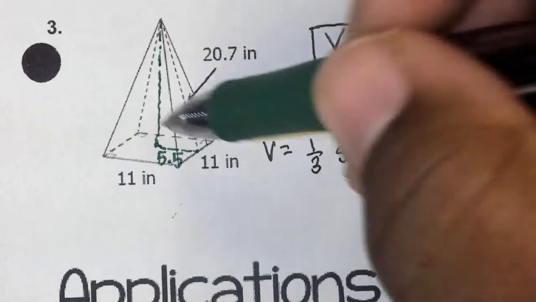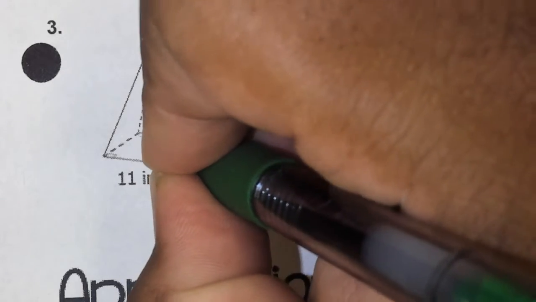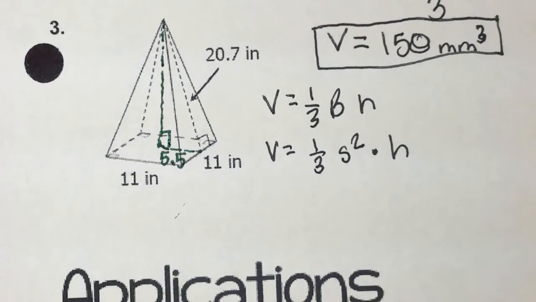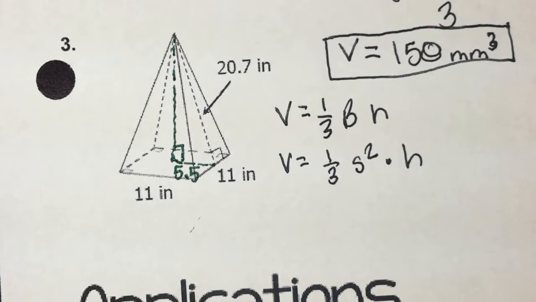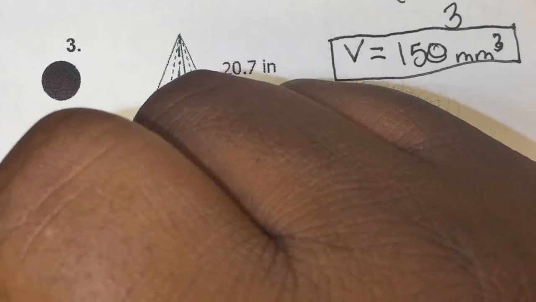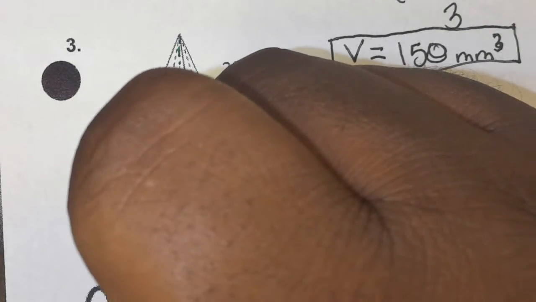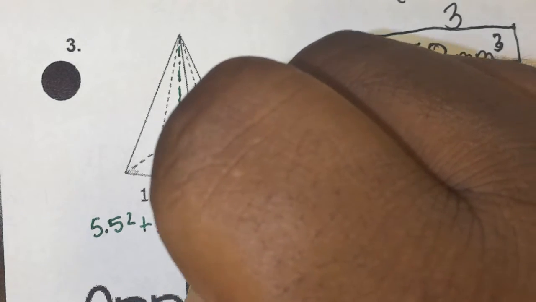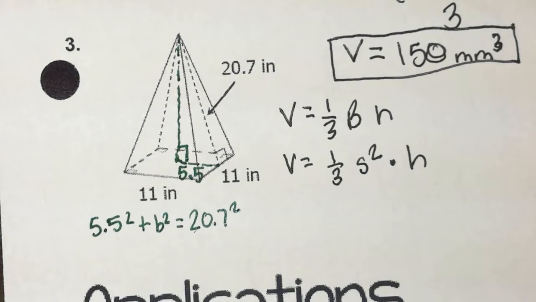The reason I dropped the altitude, well, I need the altitude, but that altitude dropping in creates a right triangle in the middle. Y'all should see it. And this is where I need to do Pythagorean. Make sure you put your numbers in the right spot. Some of y'all be putting numbers in the wrong spot still. 5 squared plus b squared equals 20.7 squared. Then you need to solve that.